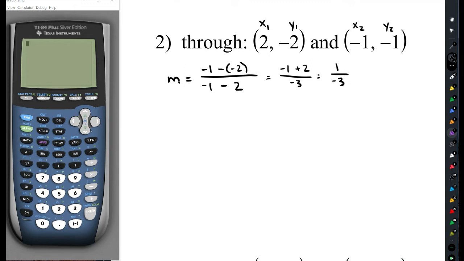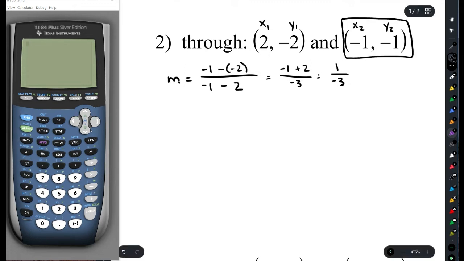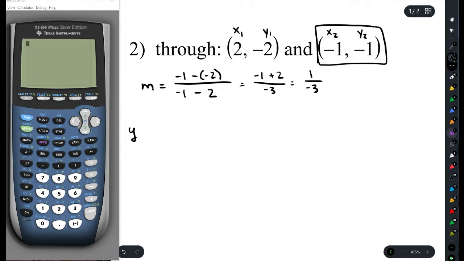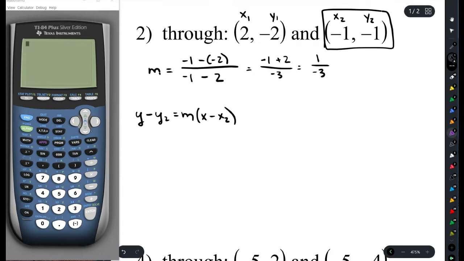Just to emphasize, you could pick this point here. You can pick that. Just know that whenever we do y minus y1, we can actually do y minus y2 as long as we use x minus x2. You can do that. That is perfectly legal, mathematically speaking. You'll get the same answer either way. So y minus, in this case, negative 1 equals negative 1/3 times x minus negative 1. I'd recommend taking care of those minus negatives. It's going to make your life easier.